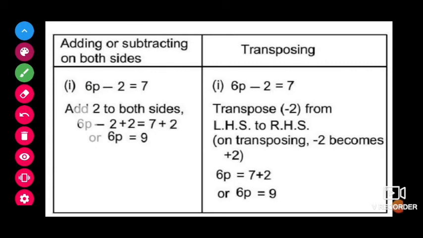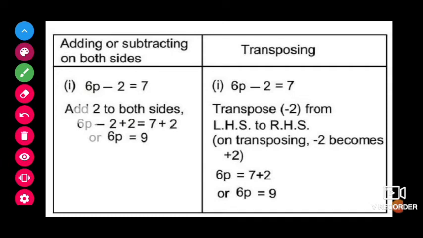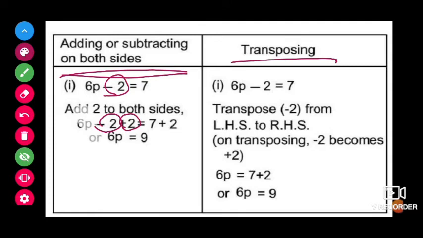Now, adding or subtracting on both sides, children, till here the exercise ends. Now this is one more method of solving the equation, called transposition. This is the new method which I am going to show you now. What did we do in the previous case? Whatever extra thing is there, if it is minus 2, we do plus 2 and remove that, isn't it? So 6p minus 2 plus 2, we add the same plus 2, and we get 6p equals 9.